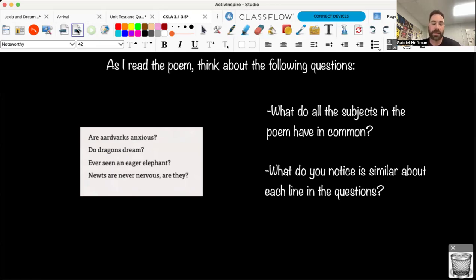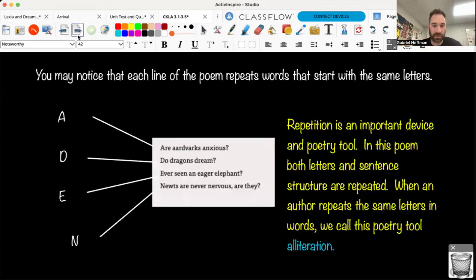That's a skill or figurative language piece that poets use called alliteration. So let's talk a little bit about the poem. You may notice that the line repeats a format with questions, but it also repeats those sounds. Repetition is a super important device that's used in poetry. In the poem, the letters and the sentence structure are repeated. The fact that they're using a question on every line is repeated, but then you are also using the same repetition in the letters throughout the poem as well.